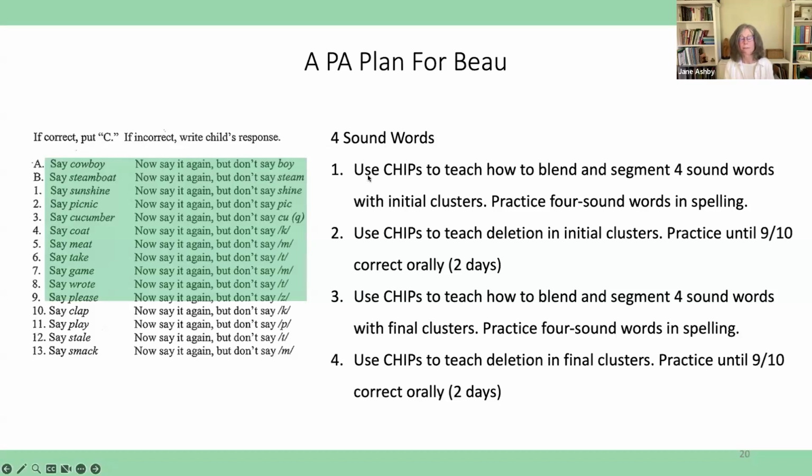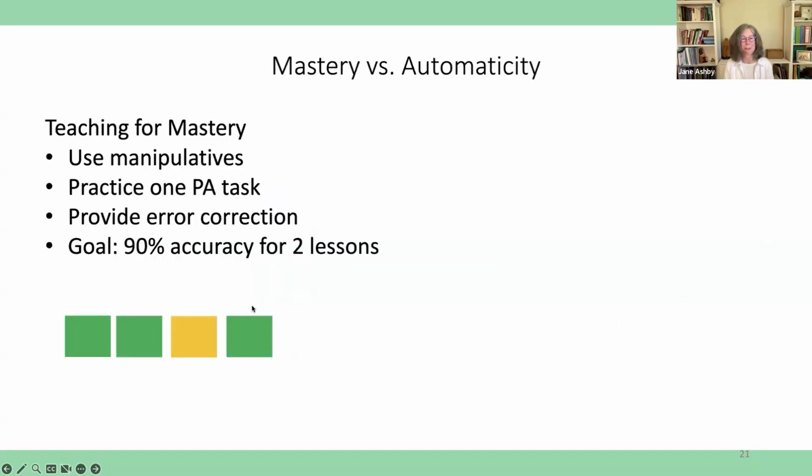We'll have an idea that they're getting accurate when they can do 9 out of 10 items correct orally 2 days in a row. So when we start teaching deletion in initial clusters, we are using manipulatives. We practice until they get 9 out of 10 correct. When they're doing that, and then we move to the oral instruction. Okay, I bet many of you knew this was exactly where to start with Bo. So good for you, that's super.